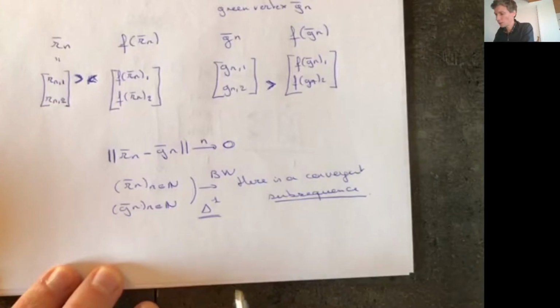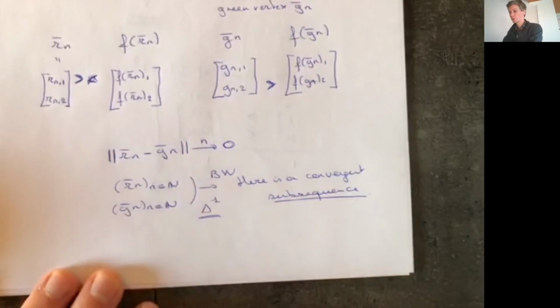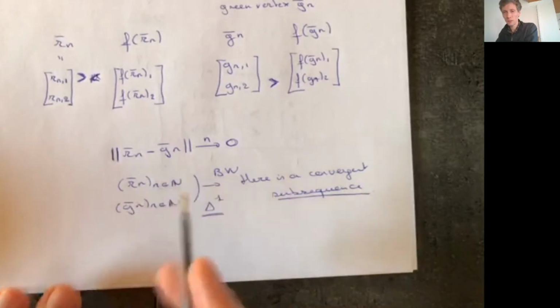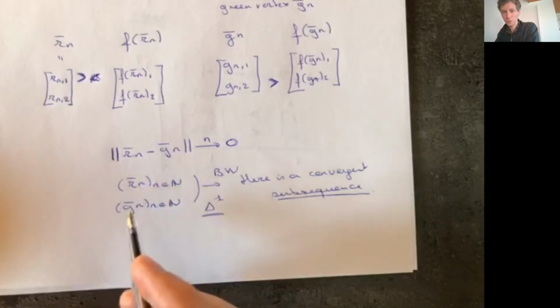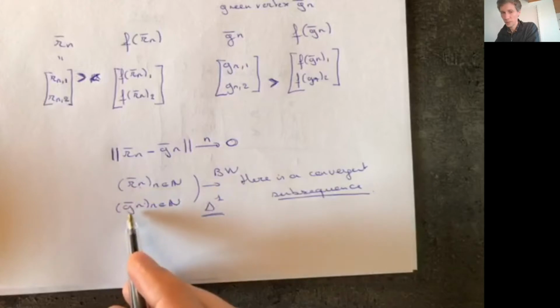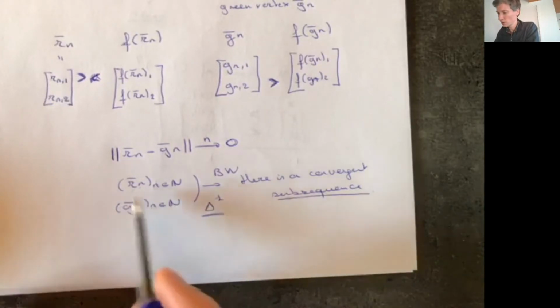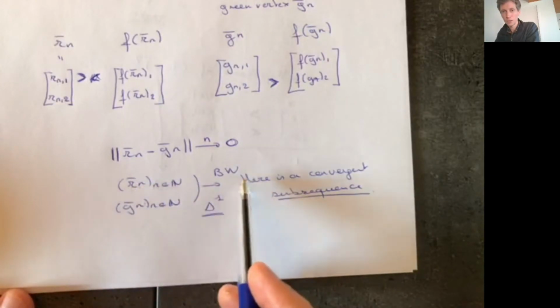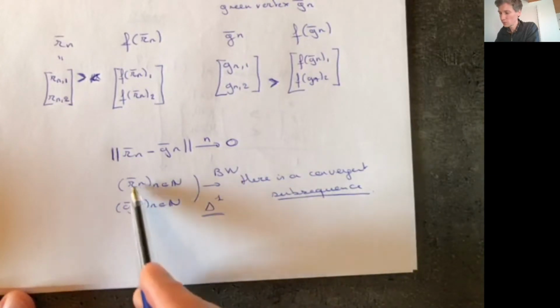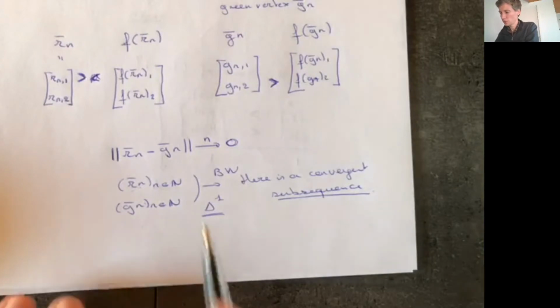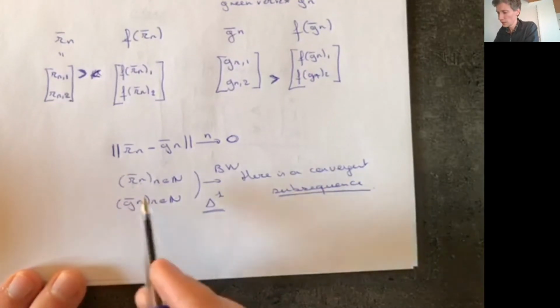Okay, and in particular, we can take these subsequences to be at the same indices. So for example, if R10 is the first element of the subsequence of R, then we can take G10 to be the first element of the subsequence of G. So in particular, what we can do is take a convergent subsequence of R, then restrict G to this subsequence, similar to what we had done for the Bolzano-Weierstrass theorem for the k-dimensional case, if you remember.